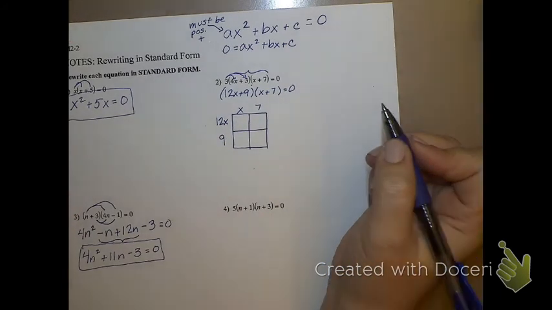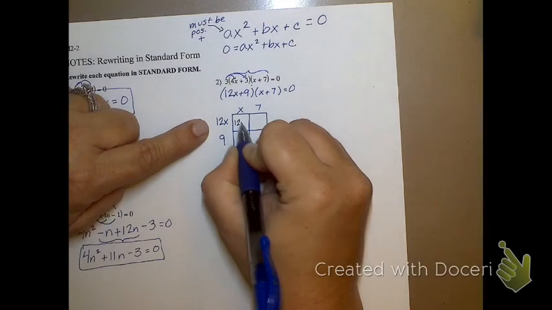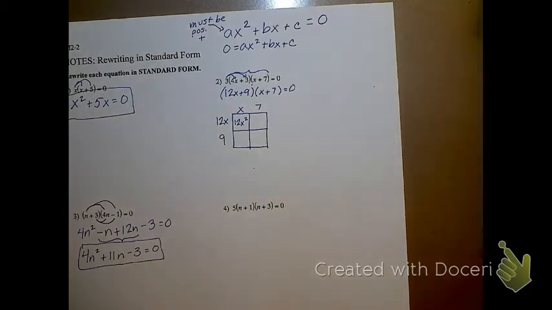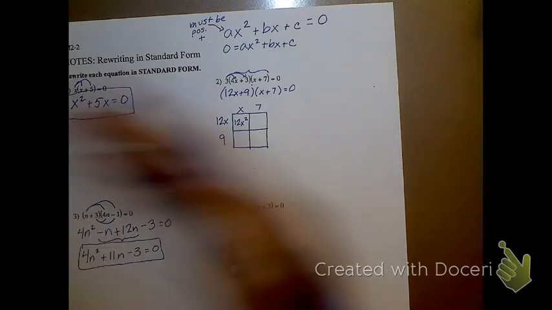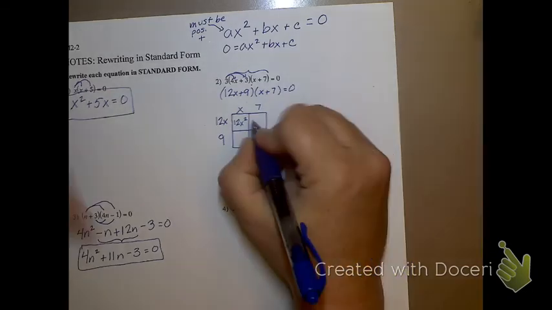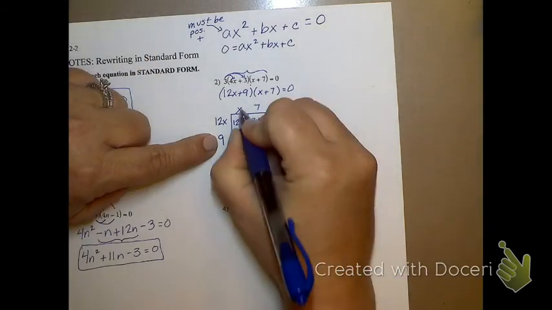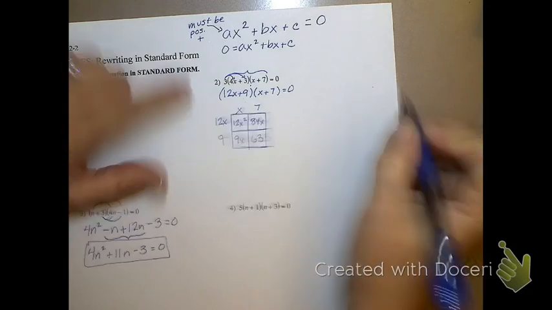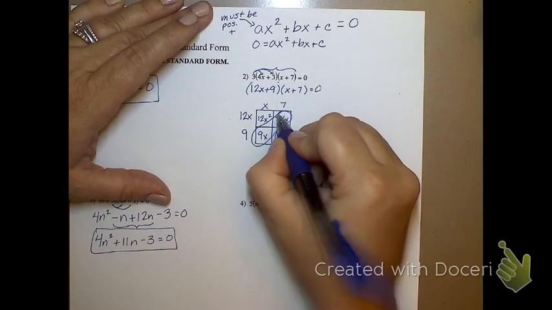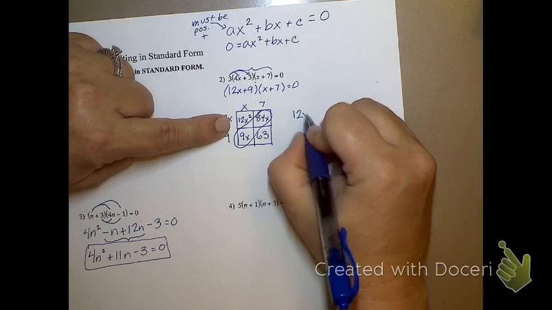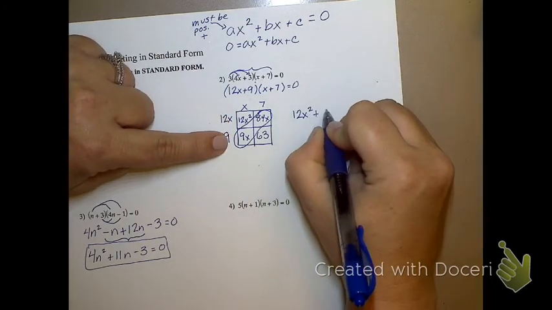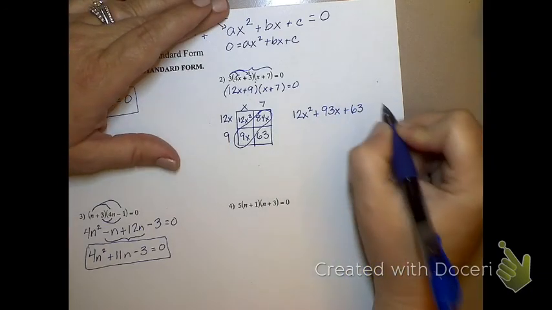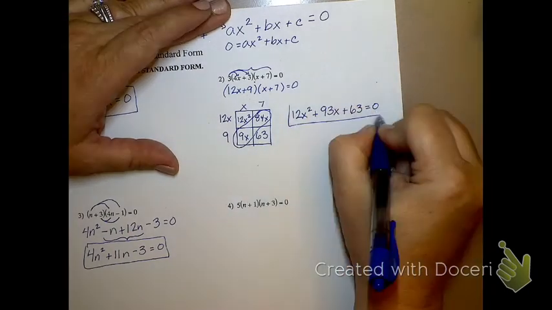All right, all positives, good. 12x times x is 12x squared. 12x times 7, is that 84? Oops. I'm not good with my 12 times tables, my goodness. 84x. 9 times x is 9x, and 9 times 7 is 63. I have like terms right here, so writing this in standard form, I have 12x squared plus 93x plus 63 equals 0. Yay! That was a long one.